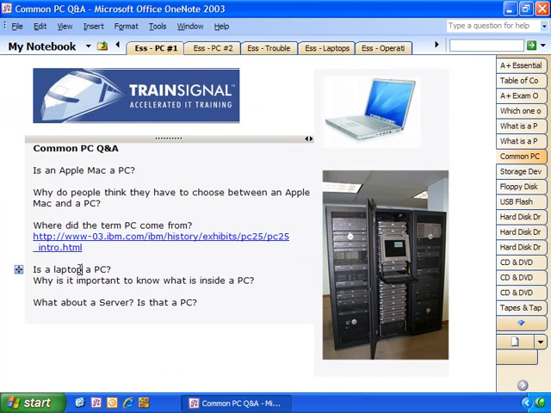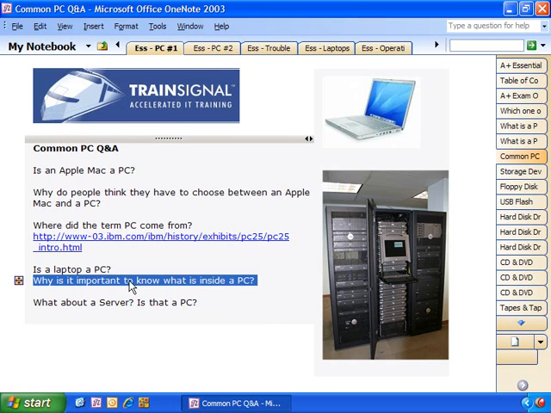All right, next question: is a laptop a PC? Well, we answered that one a couple slides back. Yes, a laptop is a form of PC, but typically people call it a laptop or a notebook. So up here is an Apple notebook or laptop, if you want to call it that. But from looking at it from here, it's hard to tell that. But I can tell it because I know that that's the picture that I took of an Apple laptop. So why is it important to know what's inside a PC?